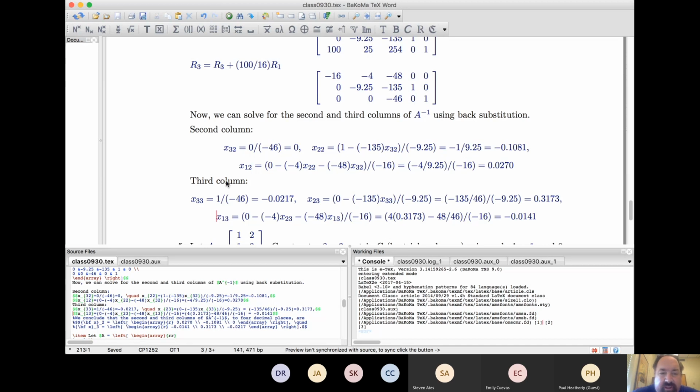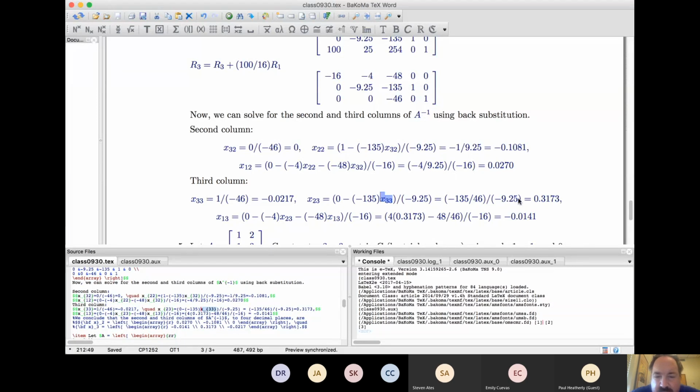So here we have a different right-hand side value of 1 over minus 46 to get this element. And then here, notice the same back substitution process being carried out. It's just that we have different elements substituted in here. And then again here, x2 free and x1 free are substituted in. Okay.